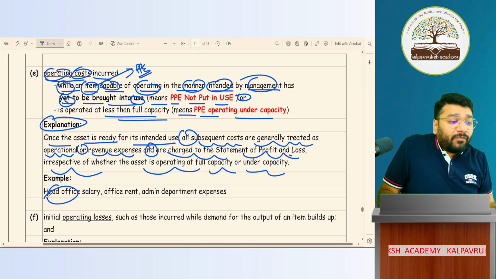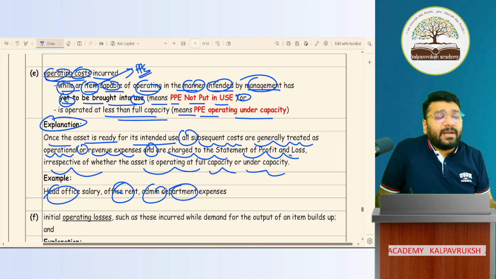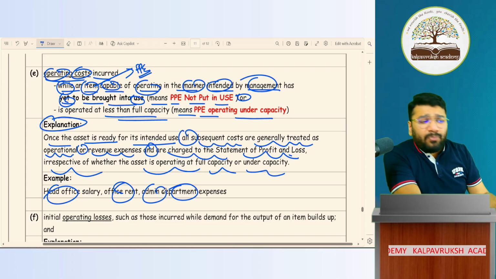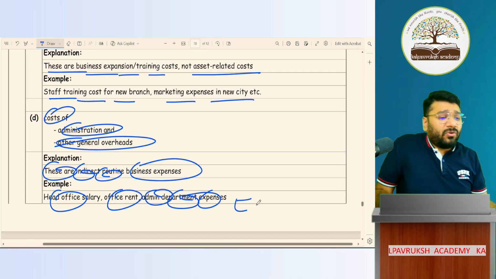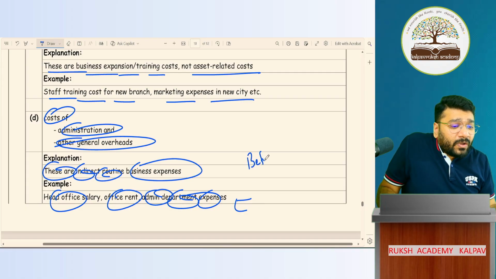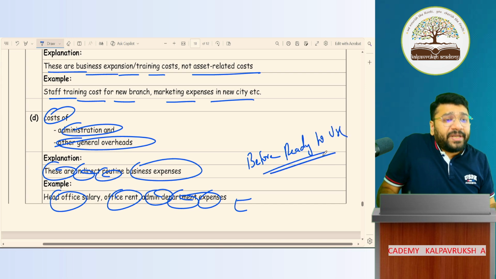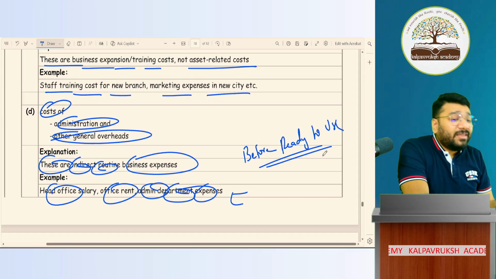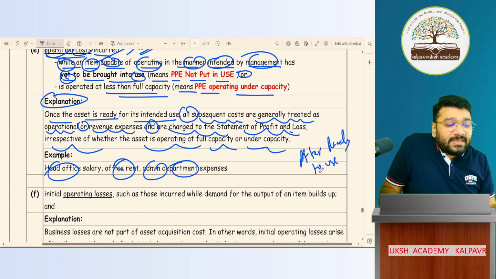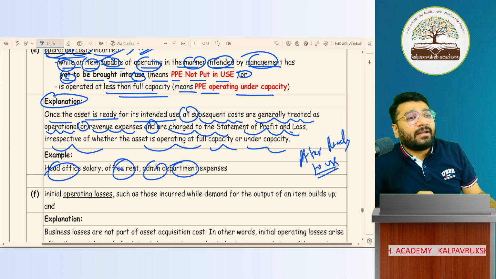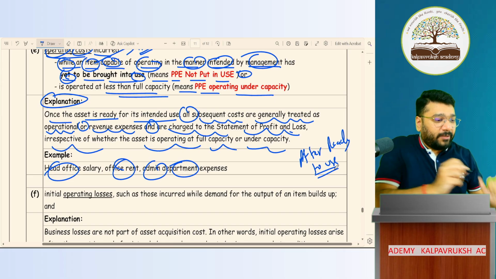So head office salary, office rent, admin, department expenses, etc. This example only you gave here also, no, sir. Cheating, sir. This was before ready to use, operational expenditure. This is after ready to use, business expenditure. Got it? Not got it? Clear or not clear? Okay.